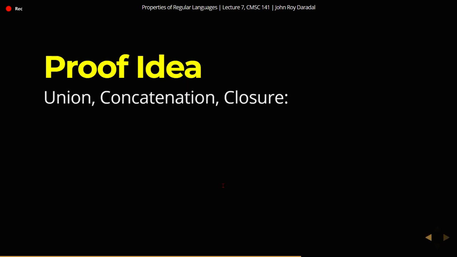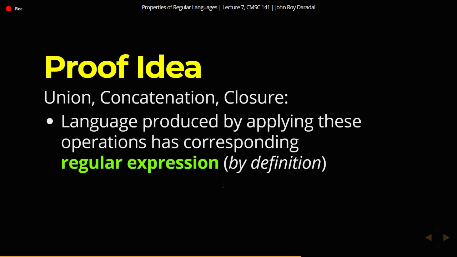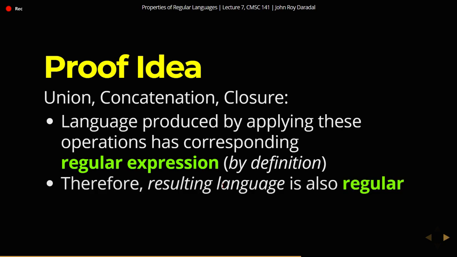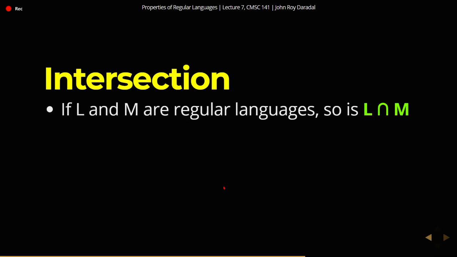Okay, so for union, concatenation, and closure, the language produced by applying these operations has a corresponding regular expression by definition, because those are the three basic operations for regular expressions, right? So we can say that the resulting language is also regular because it has a regular expression. Okay, so those are the first three operations. Let's now look at the next one, which is intersection.